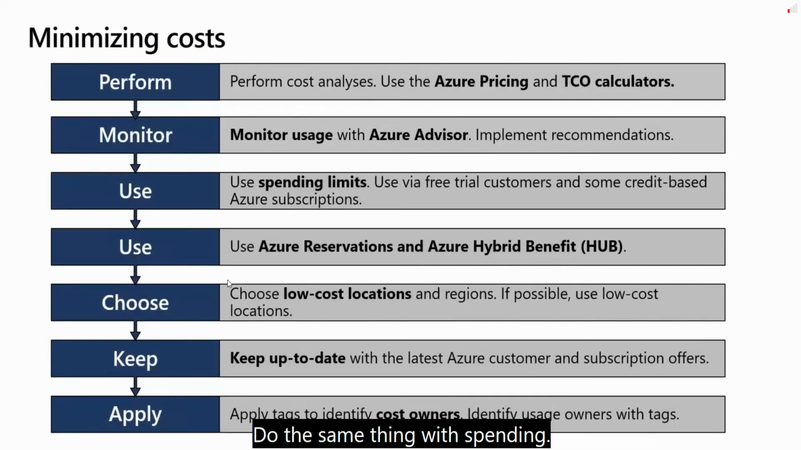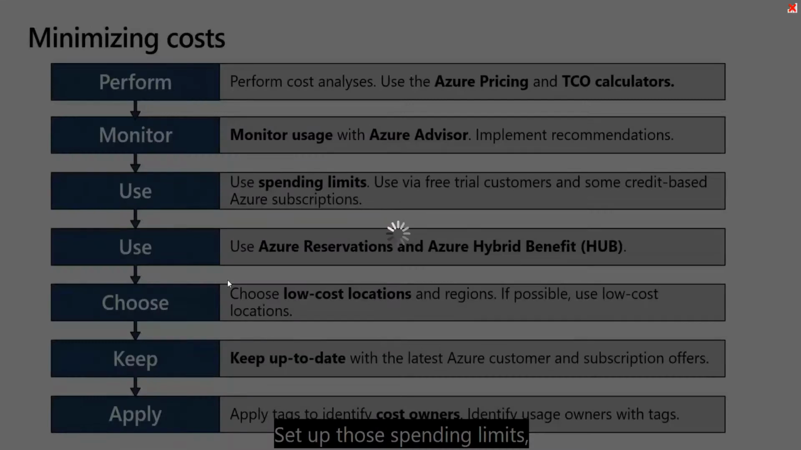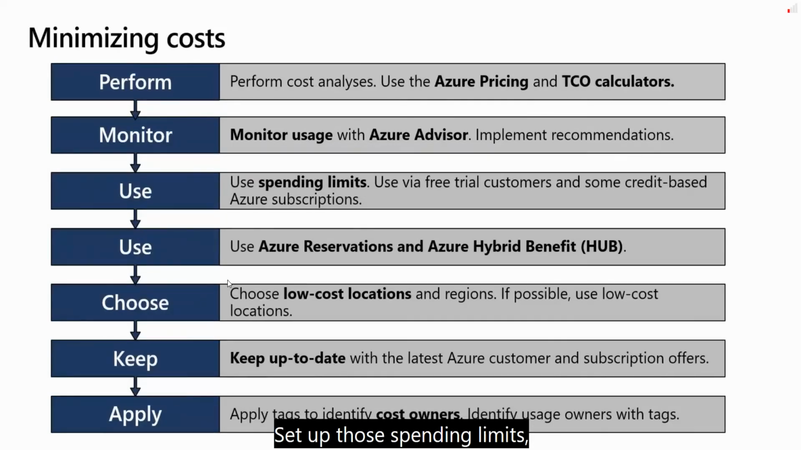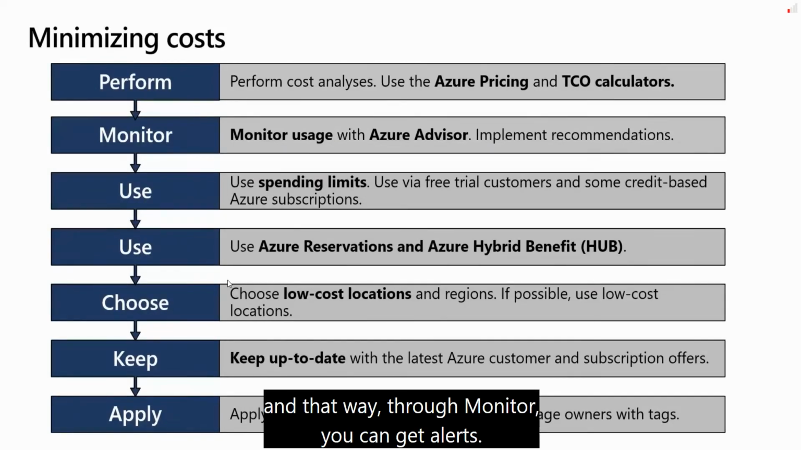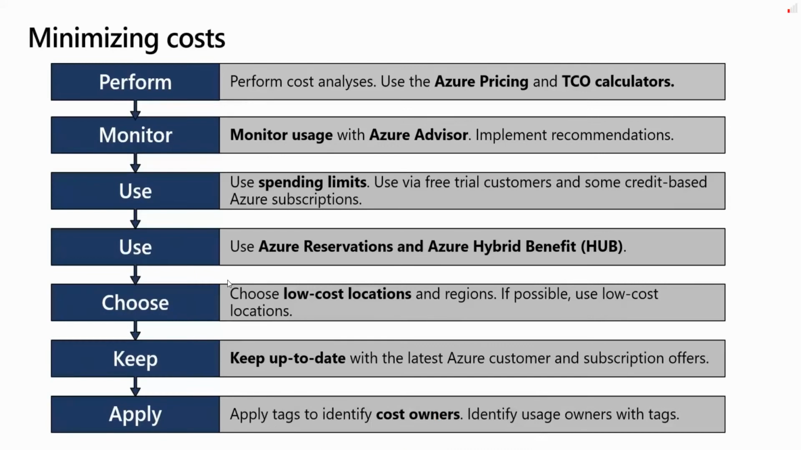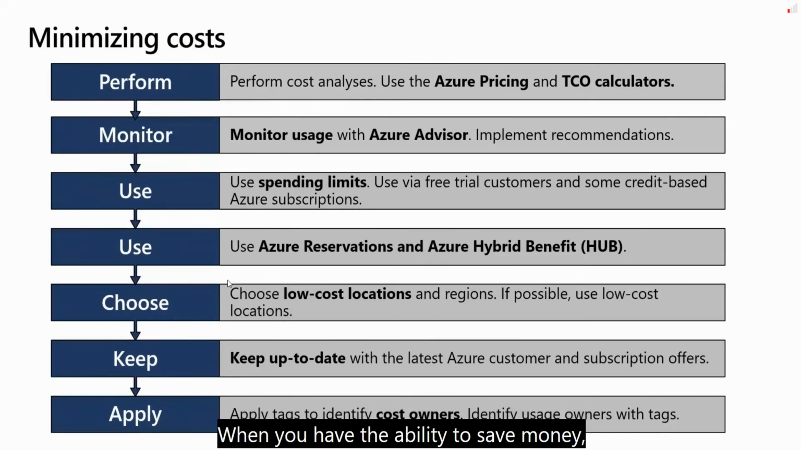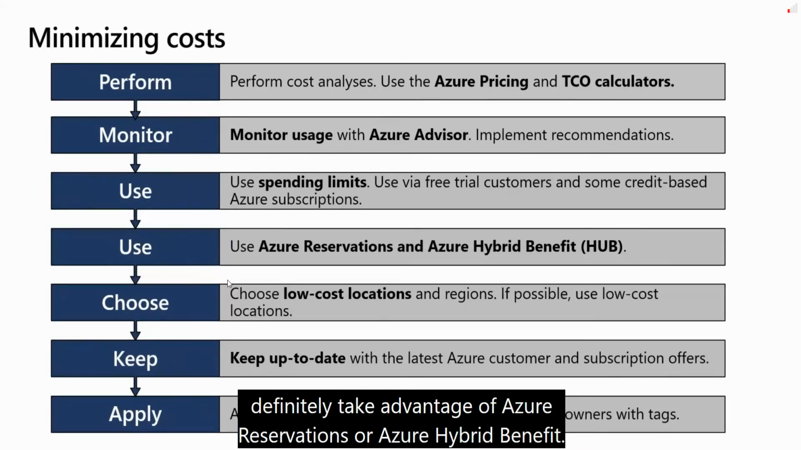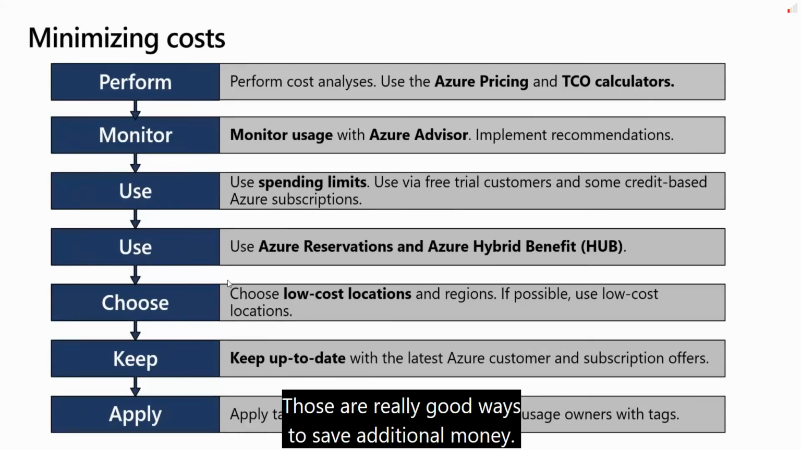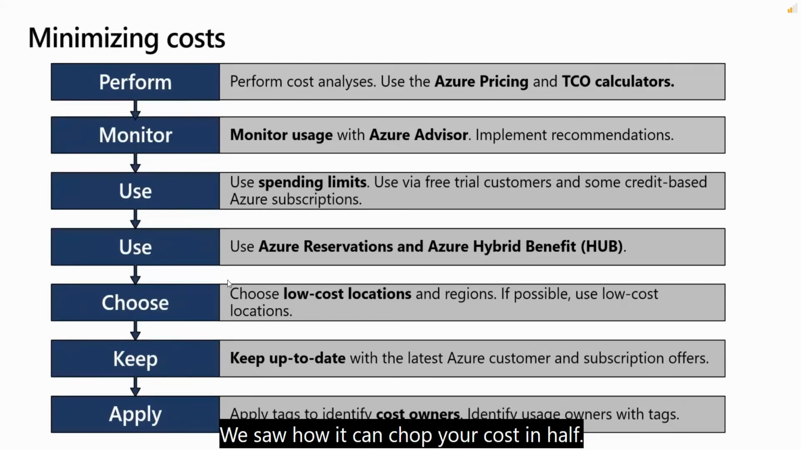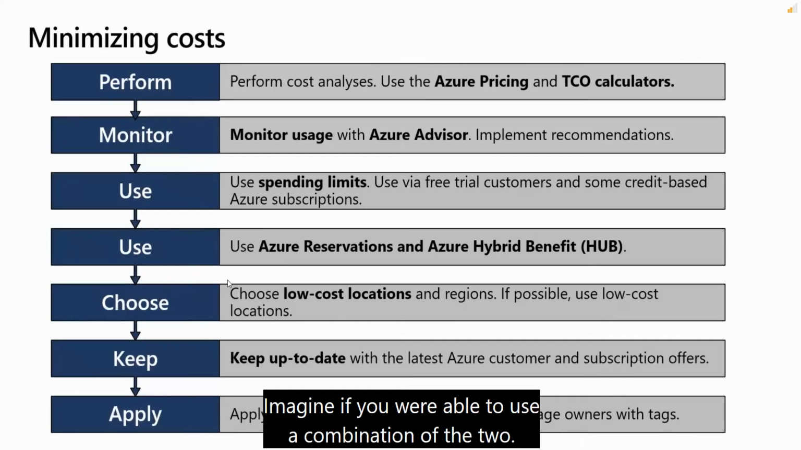Do the same thing with spending. Set up those spending limits, and that way through Monitor, you can get alerts. When you have the ability to save money, definitely take advantage of Azure Reservations or Azure Hybrid Benefits. Those are really good ways to save additional money. We saw how it could chop your cost in half. Imagine if you were able to use a combination of the two.